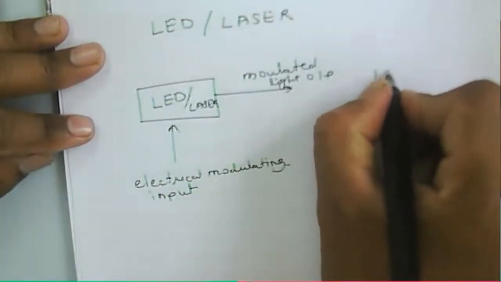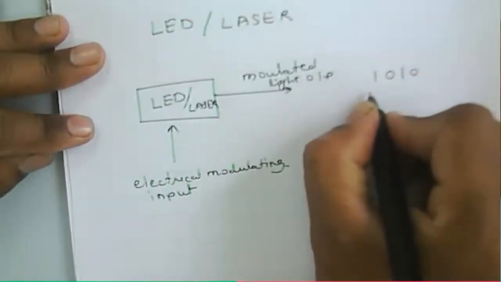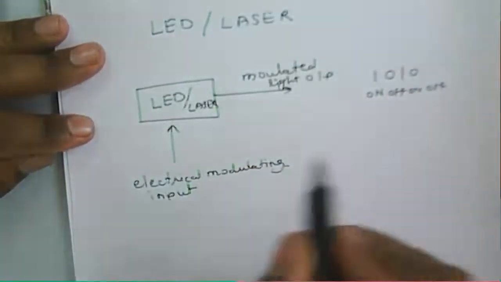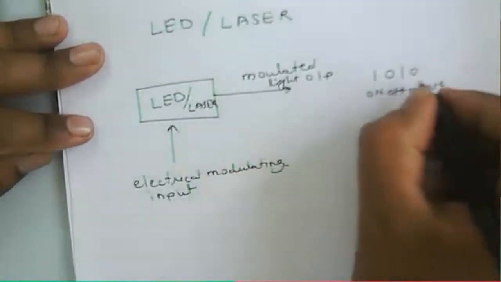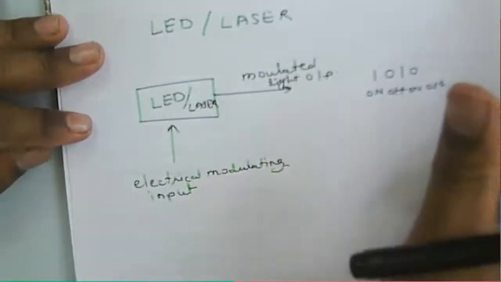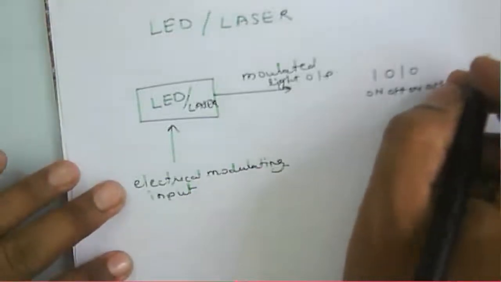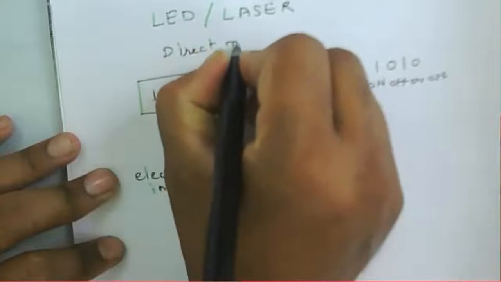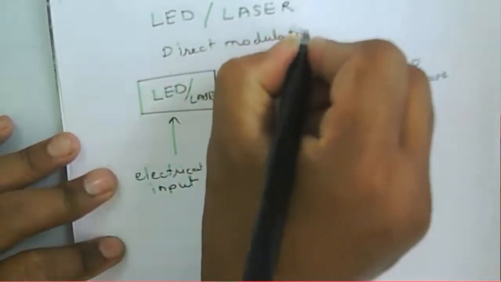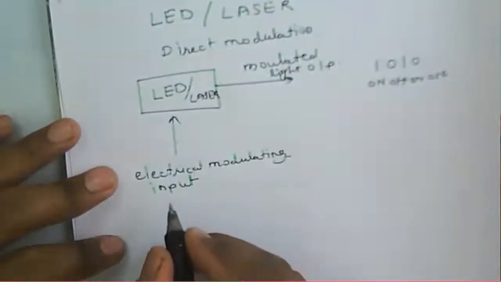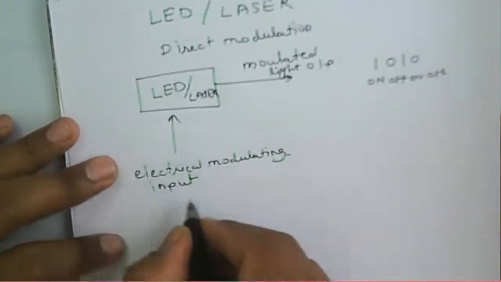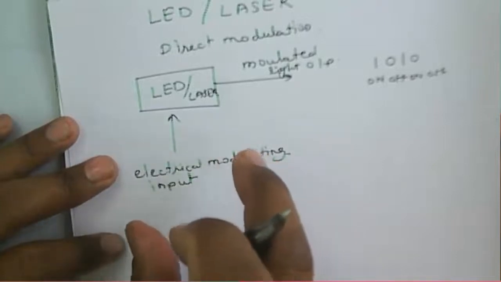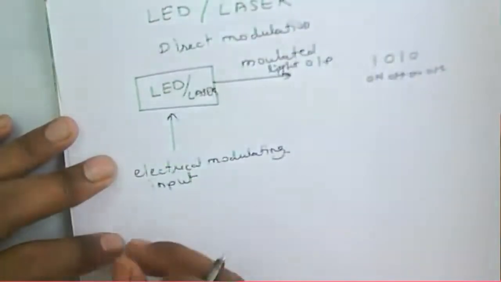Means we have this 1 0 1 0, means what? That light will be off, on, off likewise. It will generate that on, off likewise. If it is a 1, it will be on. If it is a 0, it will be off. And that modulation is called a direct modulation. Means based on this particular input drive current, whichever the pulse we have, according to that, it will generate a light.